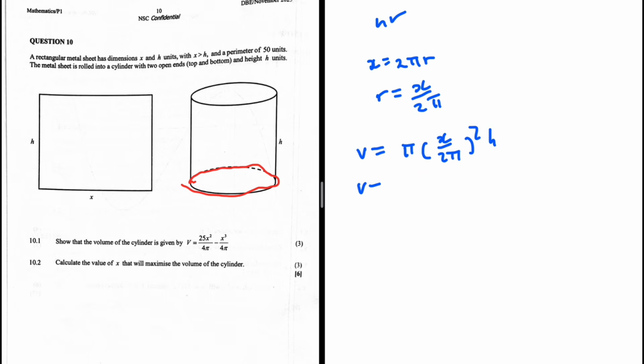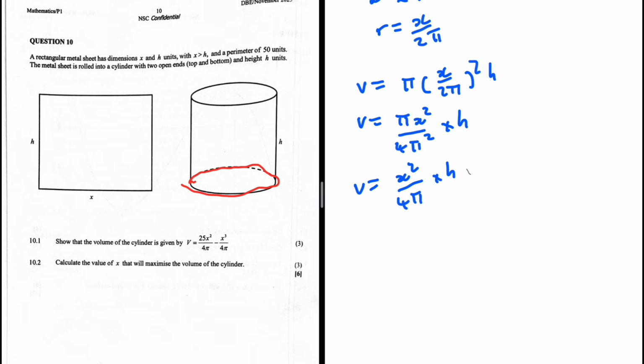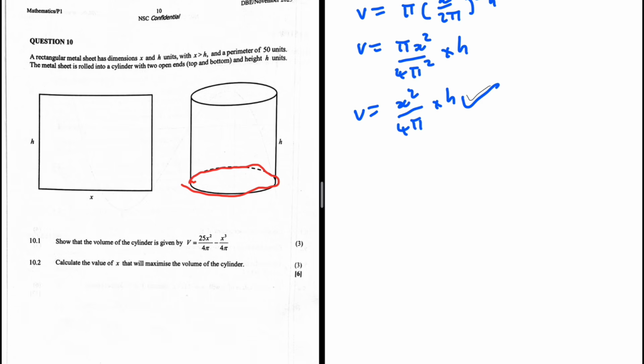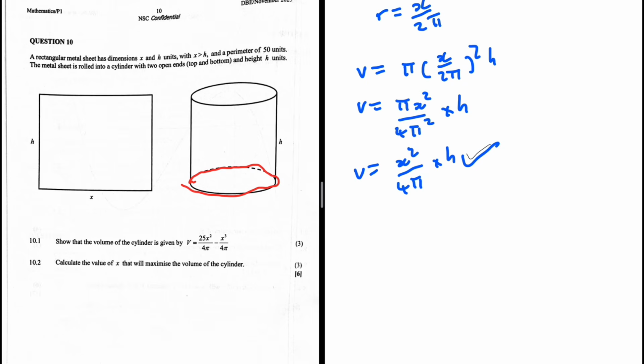So V will be equals to pi multiplied by x squared divided by 4 pi squared multiplied by h. So what will happen here is that we're going to have V being equals to x squared over 4 pi multiplied by h. Right, so we have a problem. This does not look like what we're trying to show. So what do we do in a situation like that?